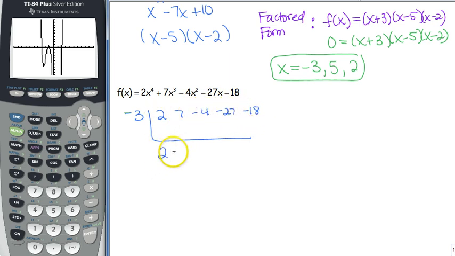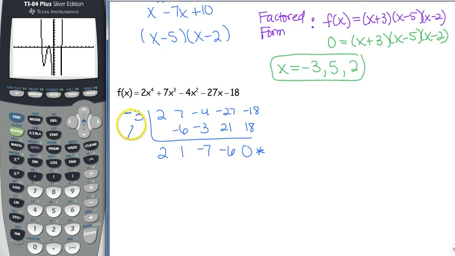We bring down the 2. Negative 3 times 2 is a negative 6. That becomes a positive 1. We multiply to get a negative 3. That leaves us with a negative 7. We multiply to get a positive 21. We combine to get a negative 6. Multiply to get a positive 18. And again, we have our remainder of 0, so we know that negative 3 is a solution.